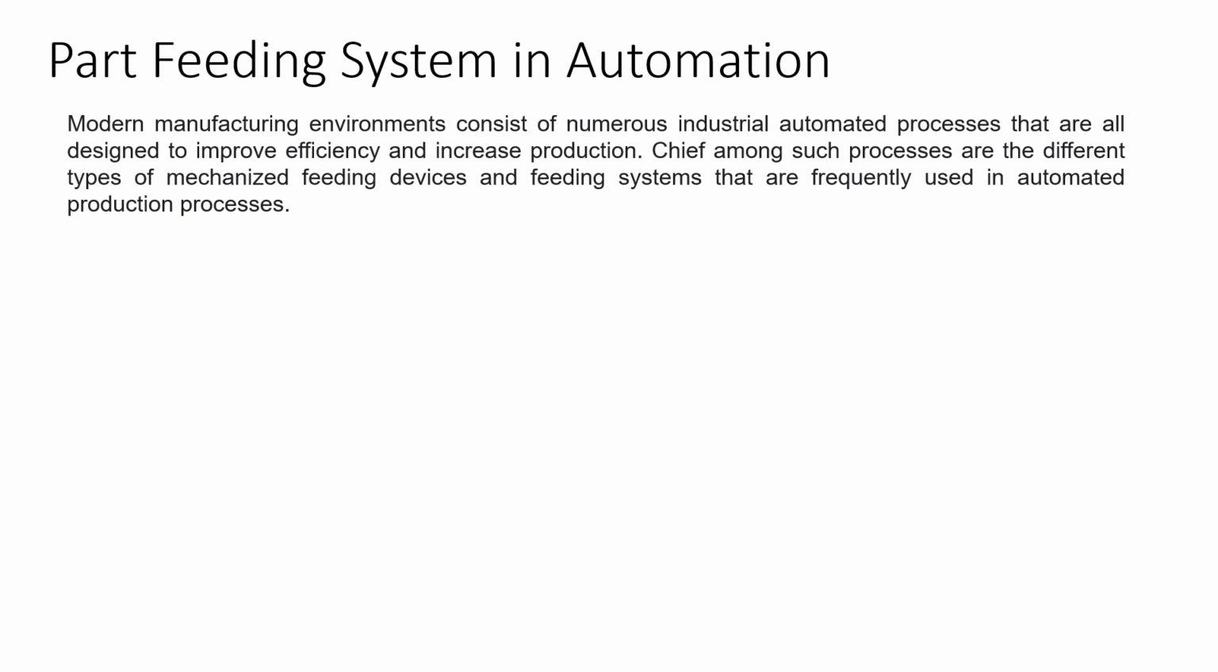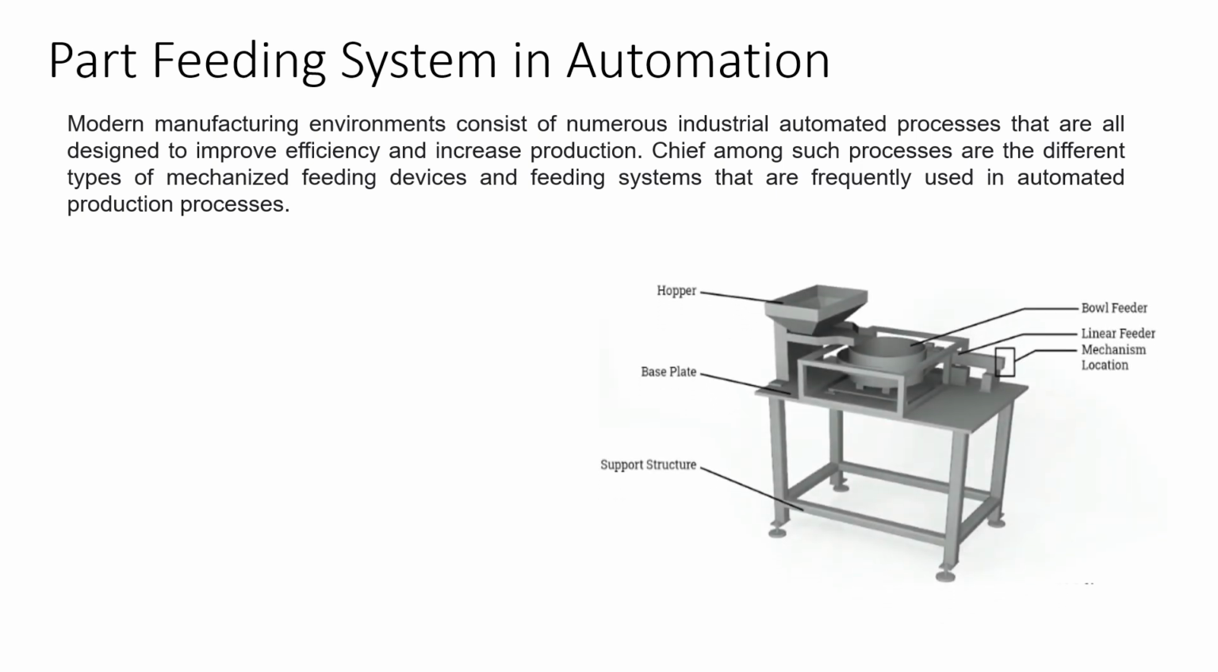So how does the part feeding system look? This is a typical part feeding system, and the important components are first the hopper, through which we will add our input parts, then the bowl feeder, which we can call the heart of the system. We can have the linear feeder or a singling system, then the bottom mechanism, the base plate and the support structure. These are kind of mounting things. These parts are very important when we say the part feeding system.